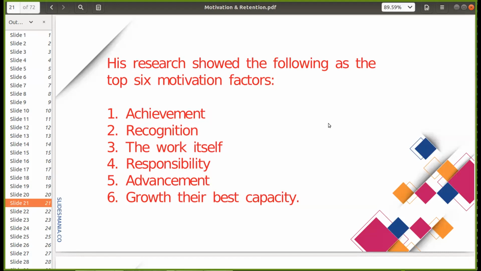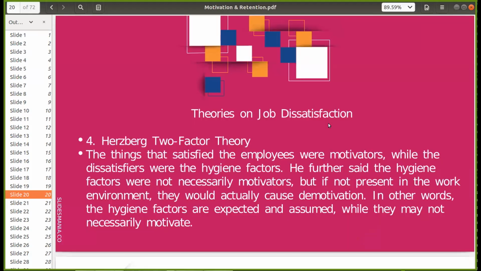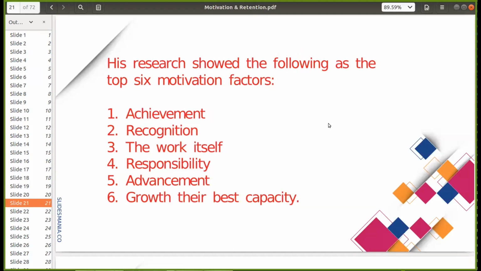Okay, the things that satisfy the employees were motivators, which is what's flashed on your screen. Then, these satisfiers were the hygiene factors. Okay, yun yung mga dissatisfiers. Okay, yung hygiene factors na yan, of course, hindi sila motivators, no? Hindi sila motivators, yung hygiene factors. Nakakapag-dissatisfy nga eh, di ba?